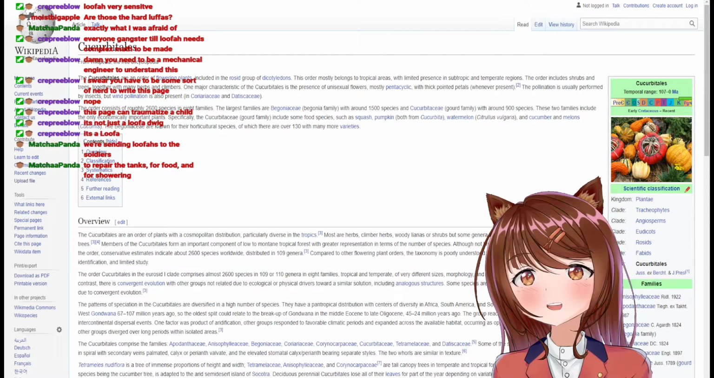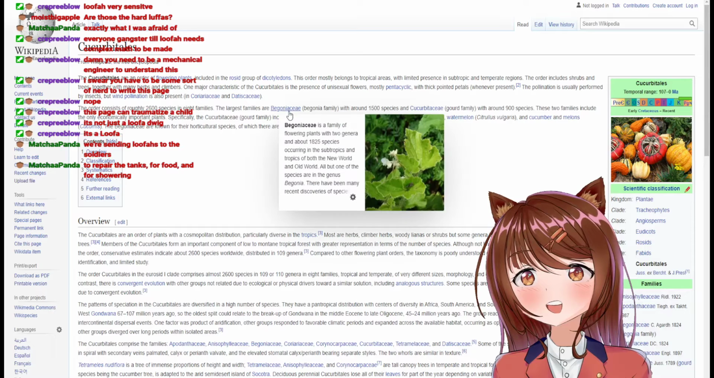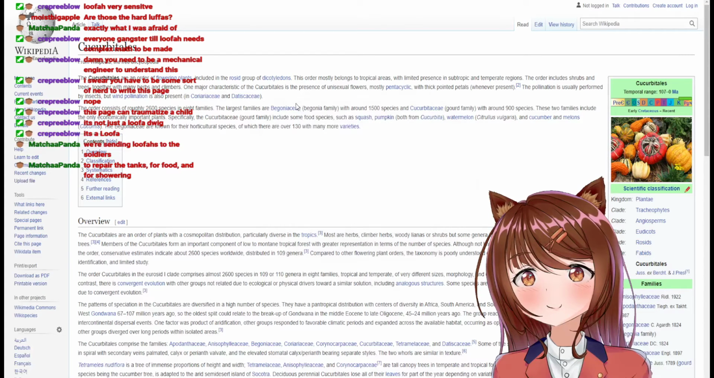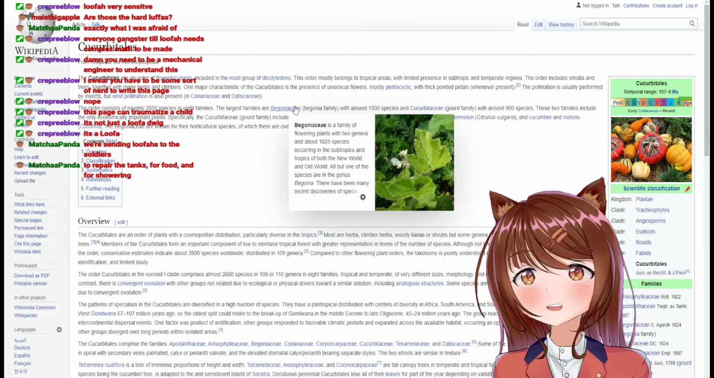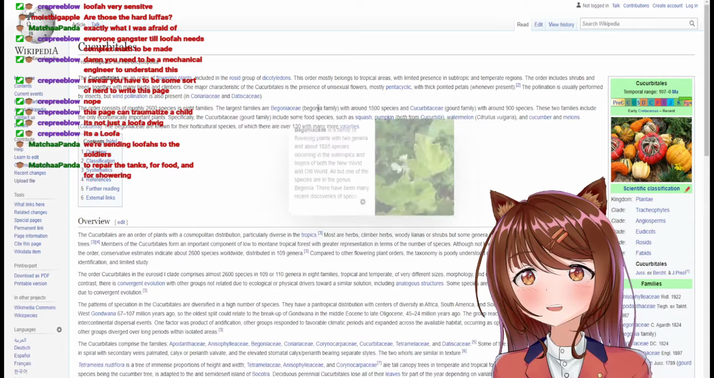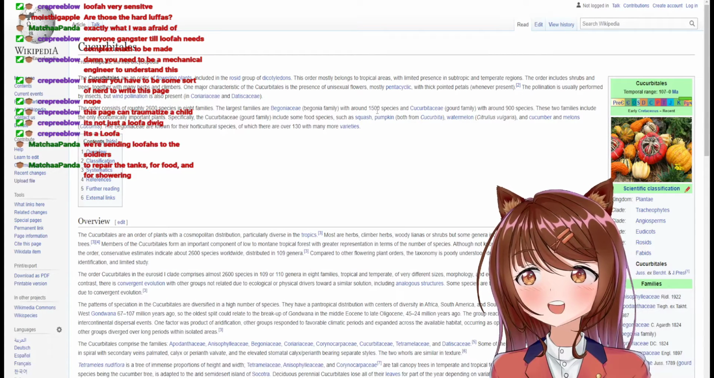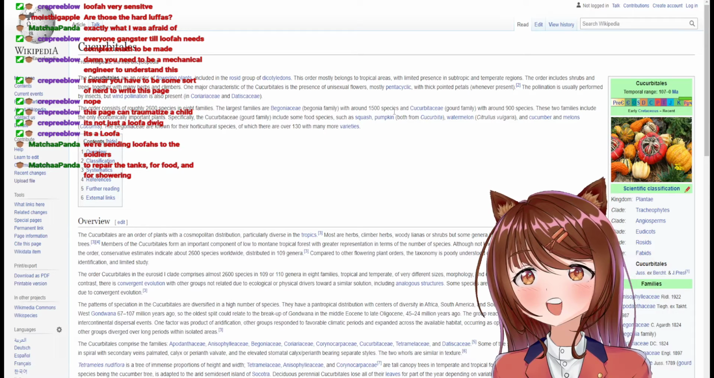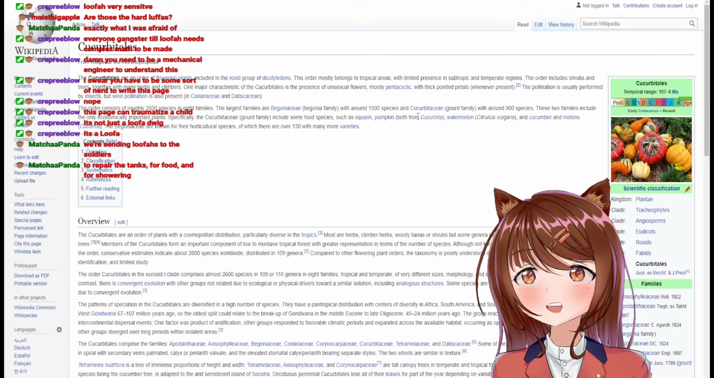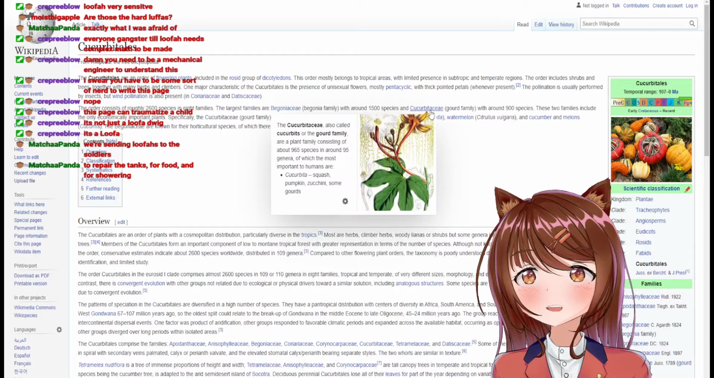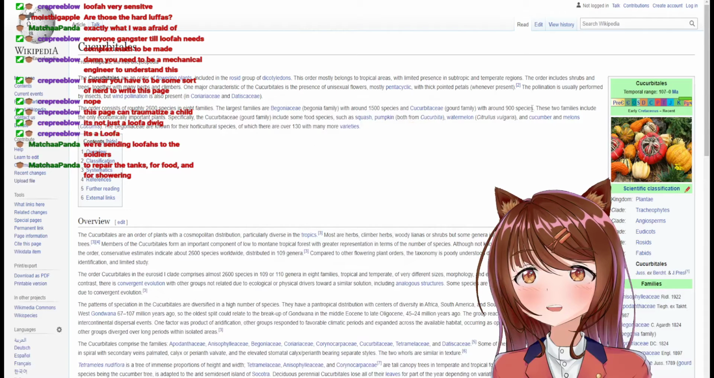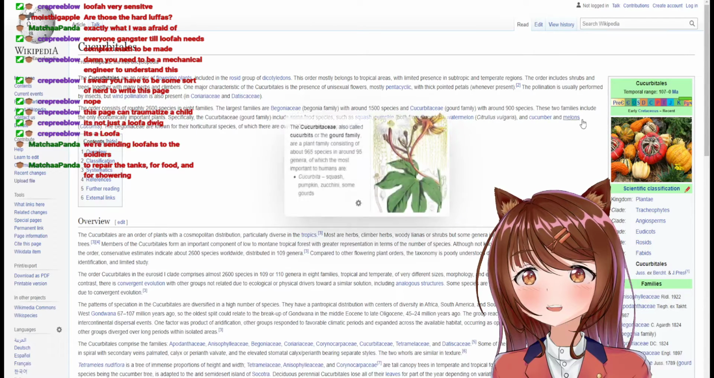This order consists of roughly 2,600 species and 8 families. Holy crap. The largest families are the... Begone! Say... Begonia family. Okay. And 1,500 species. Okay, Begonia, 1,500. And the Cucurbitaceae, the gourd family, with around 900 species. Okay, so gourds. Gourds are cool.